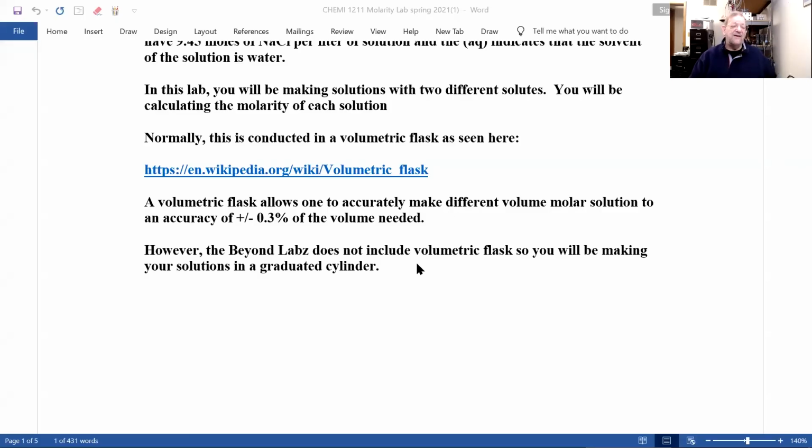All right, let's go back to the lab. That's not the lab. Now, in the simulations from Beyond Labz, they don't have any volumetric flasks. What they do is use a graduated cylinder, which you normally wouldn't do, but for the most part, their simulations aren't that bad. So I'm not going to complain.